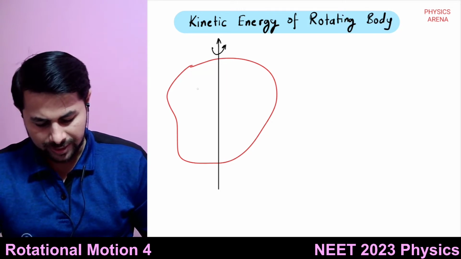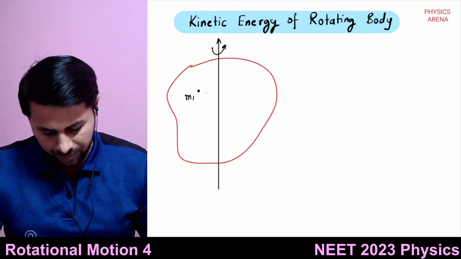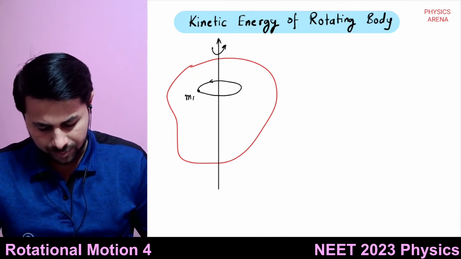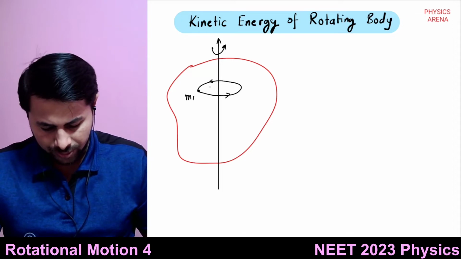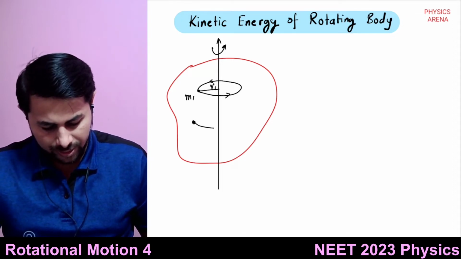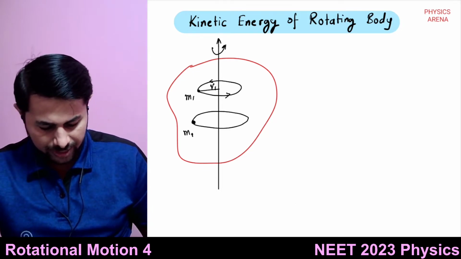So different particles within this body will perform circular motion. Let's suppose there are n number of particles. This particle has mass m1. It moves in this circle whose radius is, you can say, r1. Then this particle whose mass is m2 moves in this circle whose radius is r2, and so on and so forth.